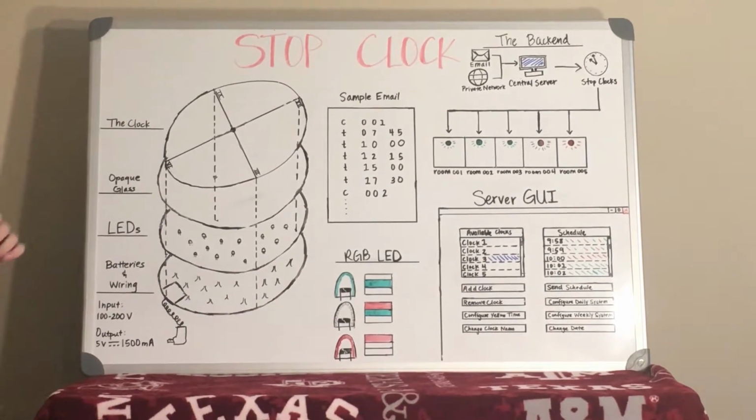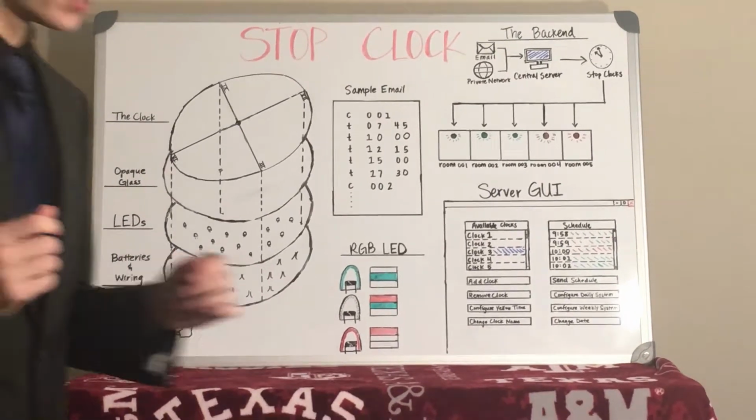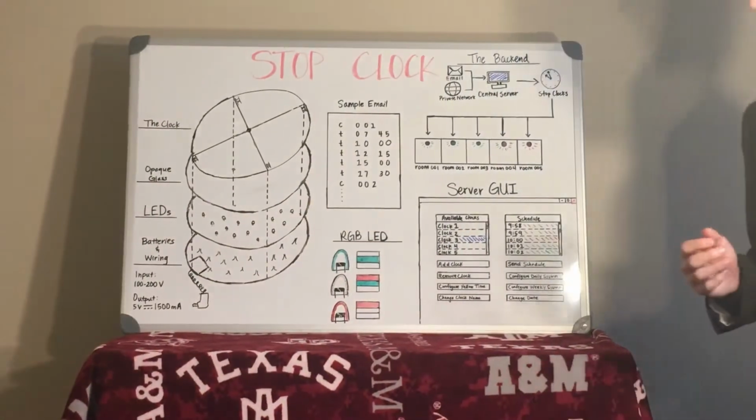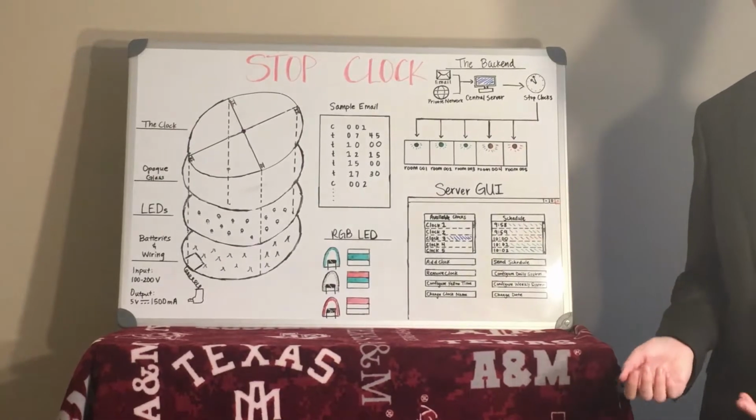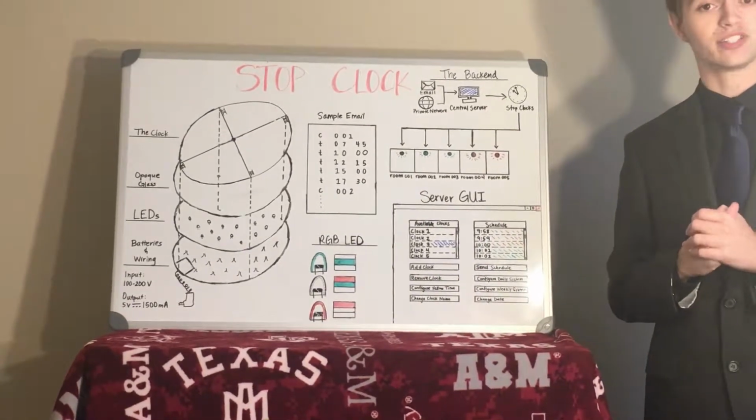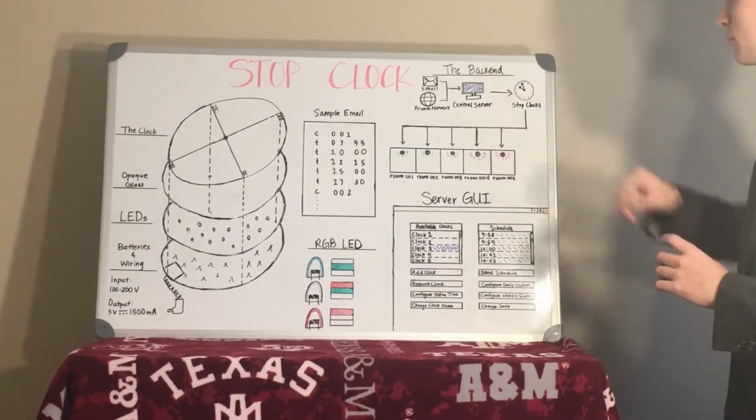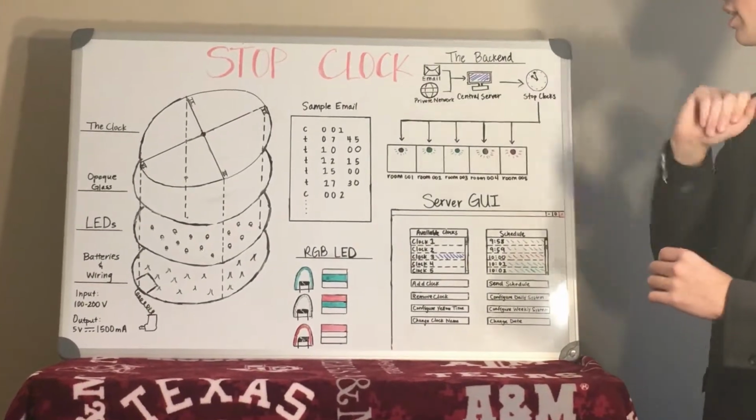The clock itself will communicate with the central server. Now the server doesn't have to be very powerful. It can be just maybe a Raspberry Pi, or it can just be a program on an IT person's computer instead. And so the central server will communicate with each clock individually.